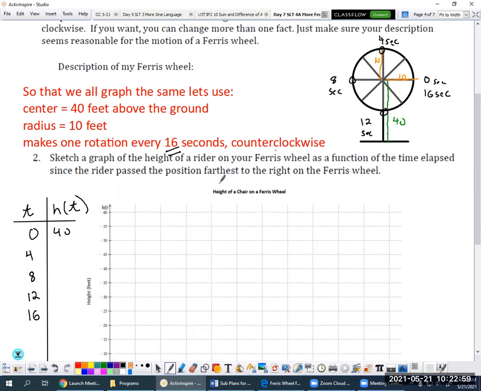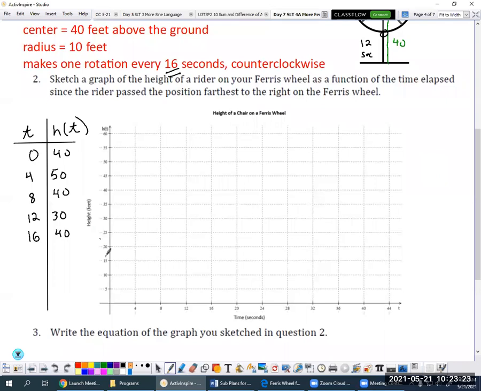So you should have filled in that the height at 4 seconds is going to be 50 feet because 40 plus 10. The height at 8 seconds, we are back at 40 feet. The height at 12 seconds will be 30 feet because we're going to subtract the radius from the height above the ground. And then at 16 seconds, we are back at the starting point. So let's go ahead and graph these points. Like I said, the 16 seconds works out good. We have 0, 40. We have 4, 50. 8, 40. 12, 30.